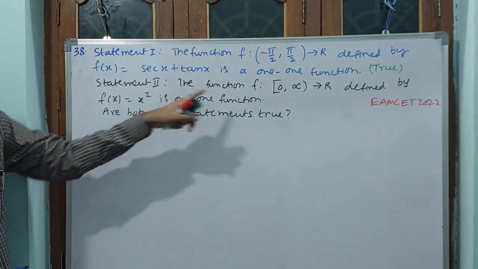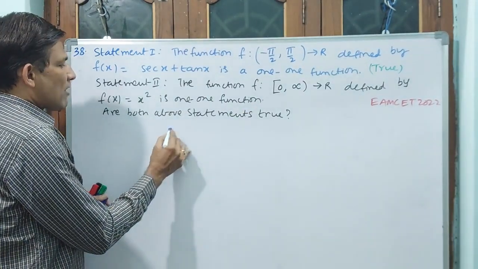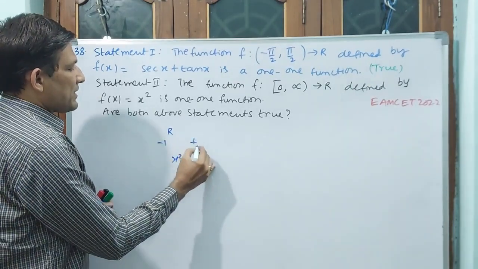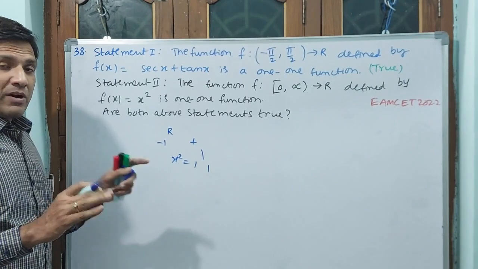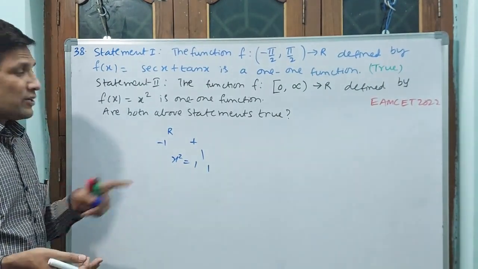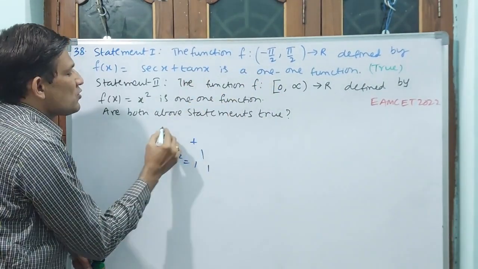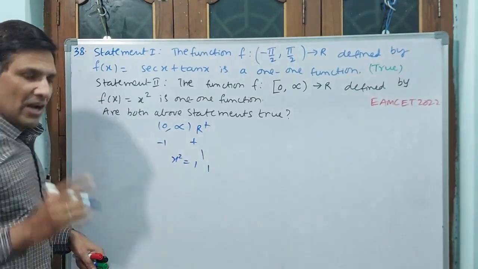If you give this domain R, what will happen? At minus 1 also x square is going to become 1. At plus 1 also x square is going to become 1. That is why this is not going to become one-one function. It is going to become many-one function if you give input R. But you are not giving input R, you are giving 0 to infinity. R plus, rather I can say R plus, not R plus.